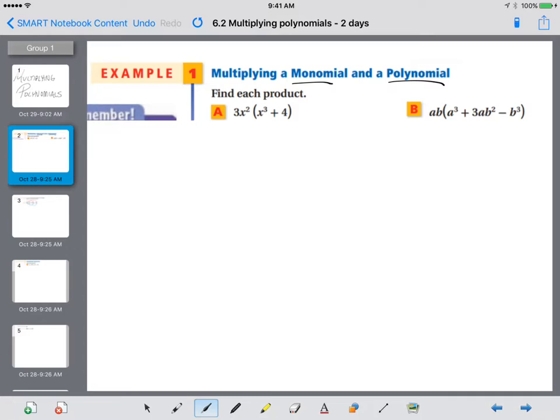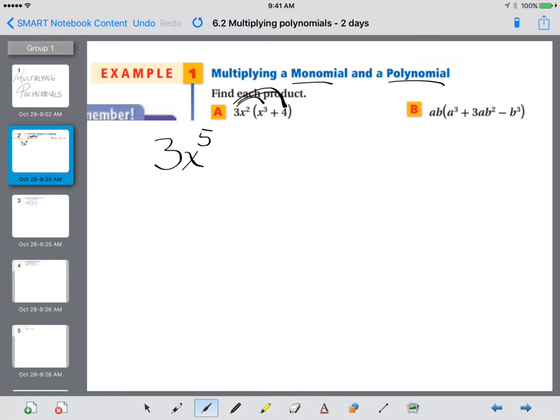Example A, 3x squared times x to the third plus 4. We need to distribute 3x to the second to both terms. Well, 3x to the second times x to the third. Remember, when we multiply exponents, my trick is to add the exponents. So 3x to the second times x to the third is going to be 3x to the fifth. 2 plus 3 is 5.